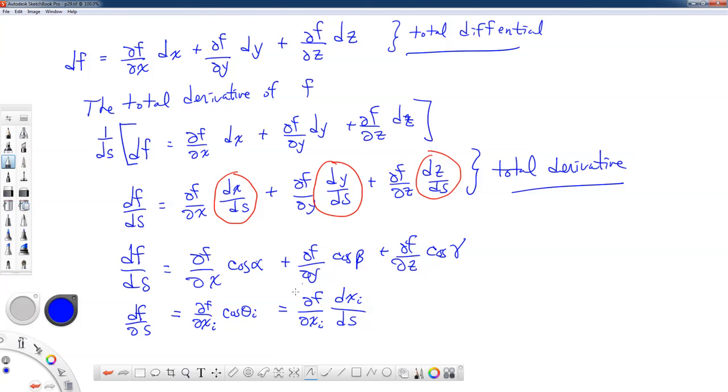Now this form with the direction cosines is also known as a directional derivative. Okay, so just another term you may have heard. It depends on ds, the vector.